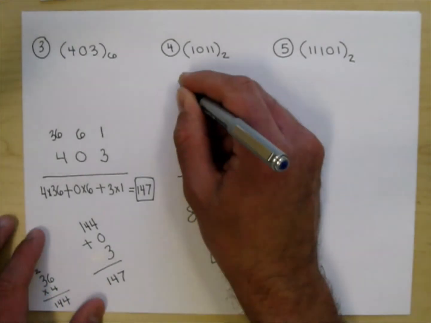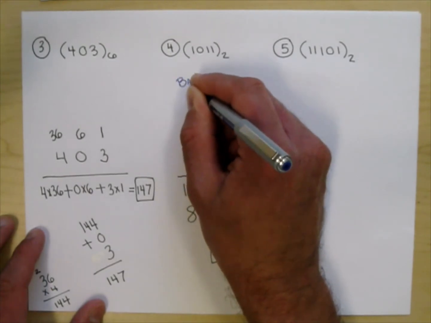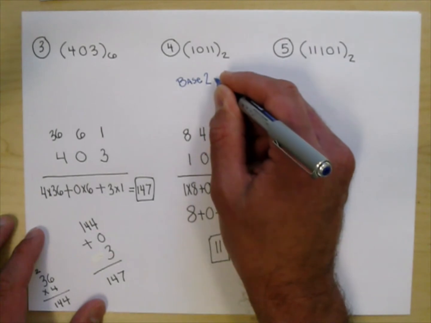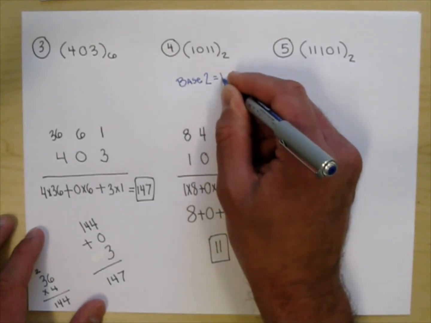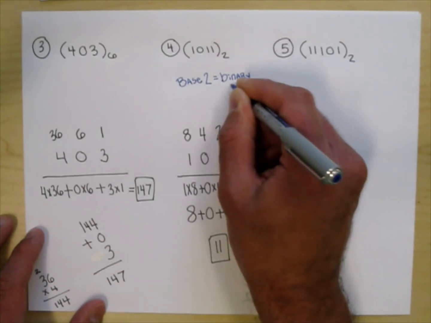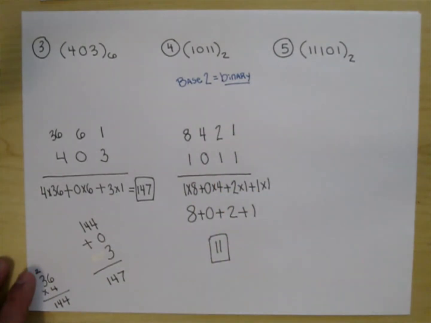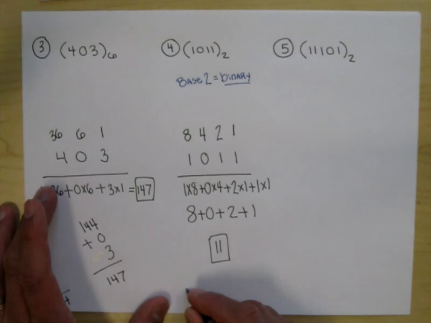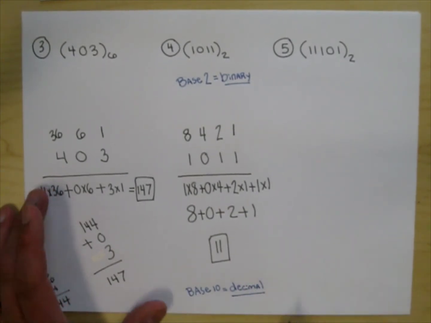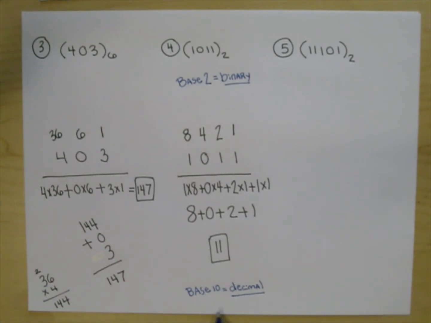Now, base 2 has a name. It's called binary. Base 10 has a name, and maybe we should have said it right off the bat. That's called decimal. You think of the decimal point, but it's called the decimal system.